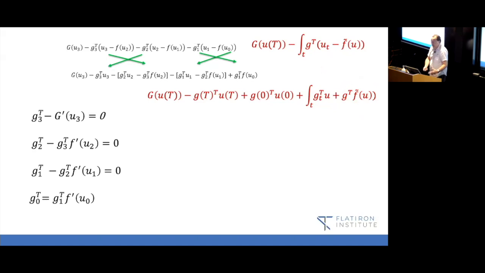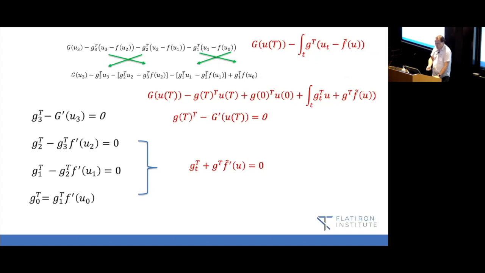So now, again, corresponding to the discrete case, that gives us this equation for the final time, and then the equation for all the intermediate times, which corresponds again to what we had before for the discrete case.